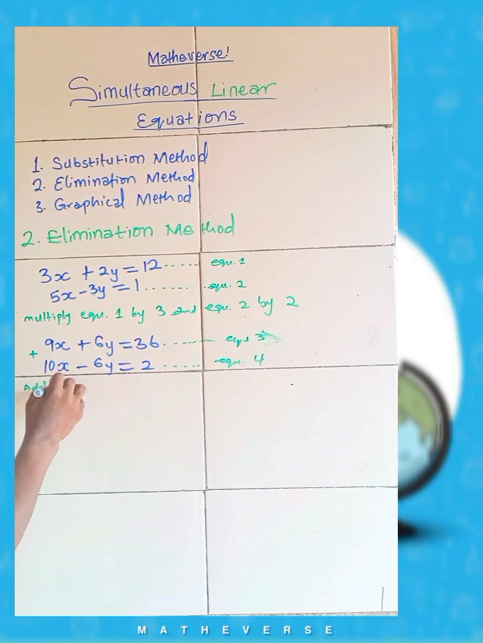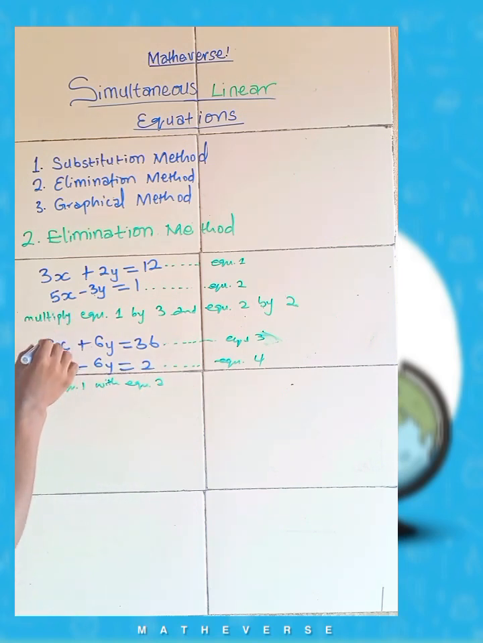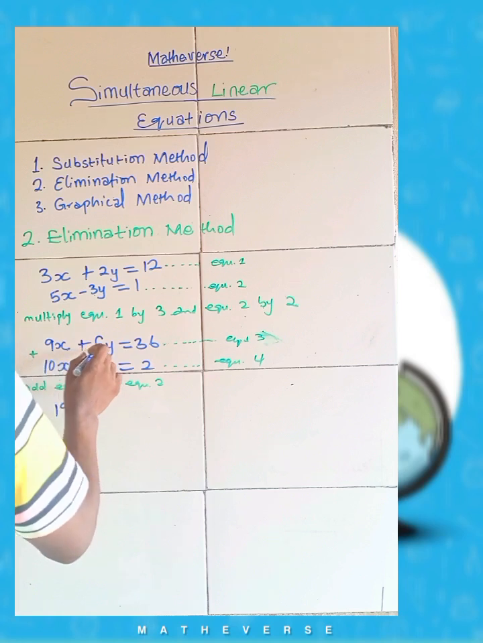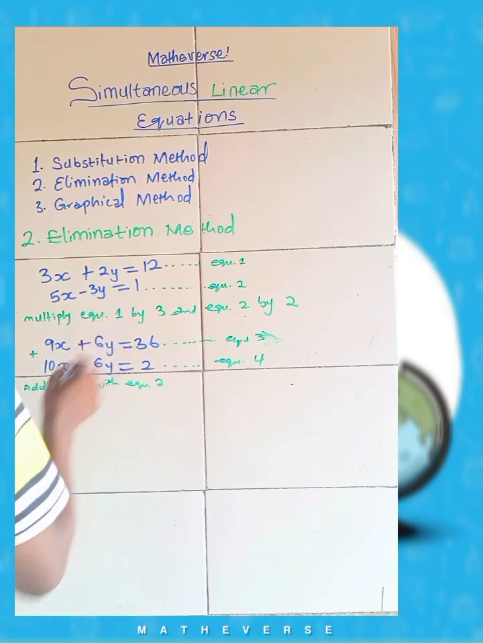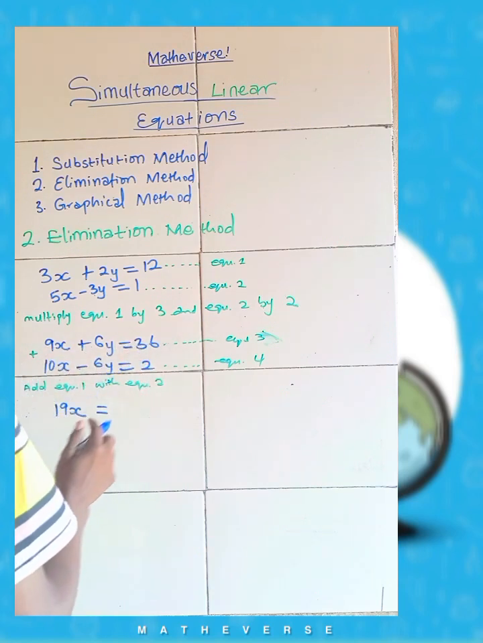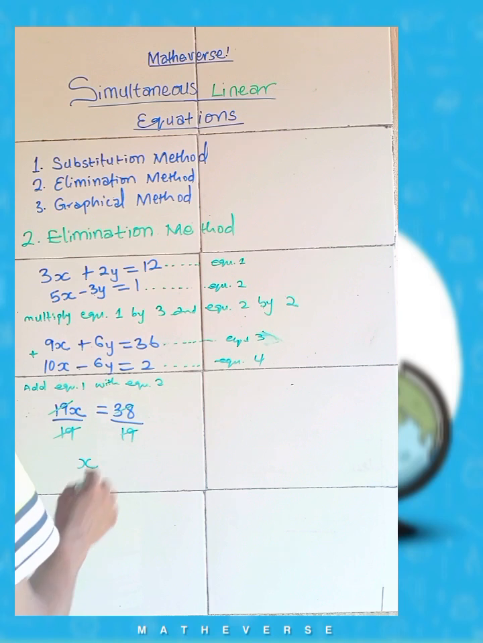Add equation 3 with equation 4. Understand? So now, 9 plus 10, what would that give you? 19x. Plus 6 plus minus 6, that is 0. So that is gone. Equals 36 plus 2. That is what? 38. Now, divide both sides by what? 19, because 19 is what is standing close to x. Divide both sides by 19 to get x. So 19 into 38, it will give you what?